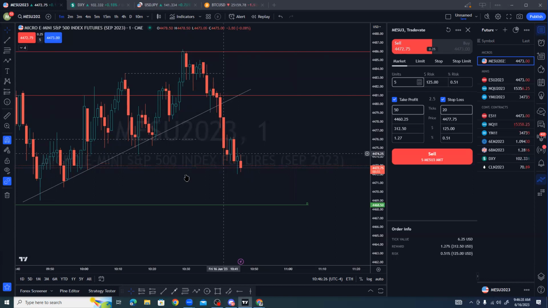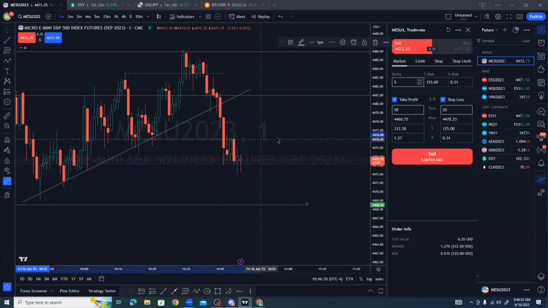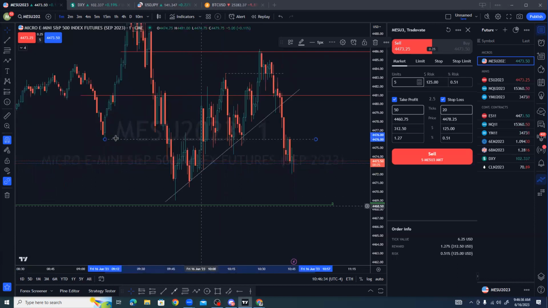And look at what it held. I mean, support and resistance and structure. Look how many times this was a support, turn resistance, turn support, turn resistance. Like support and resistance still means a whole lot. It does.